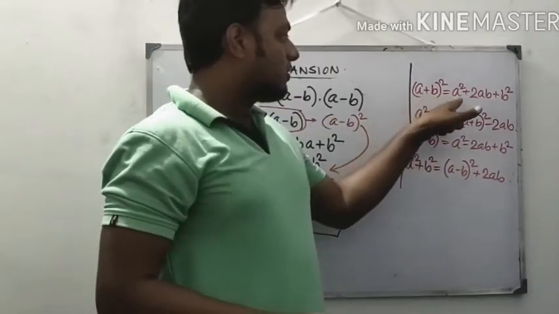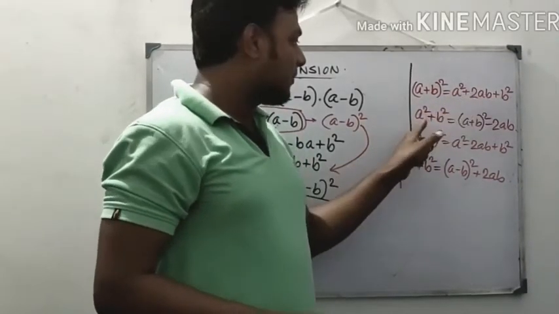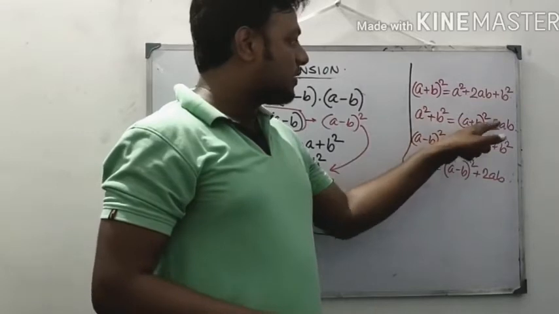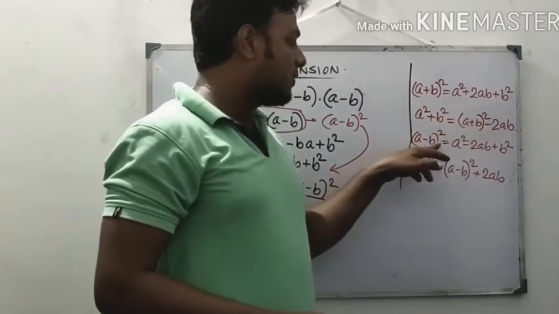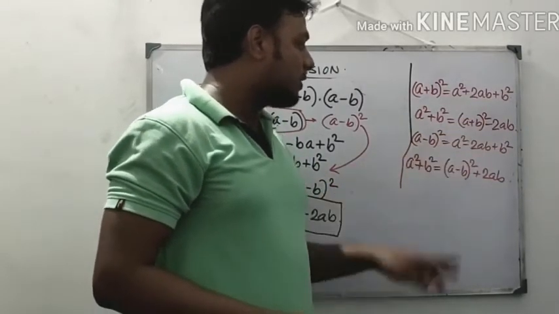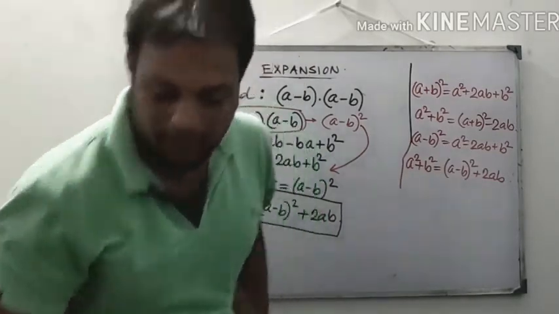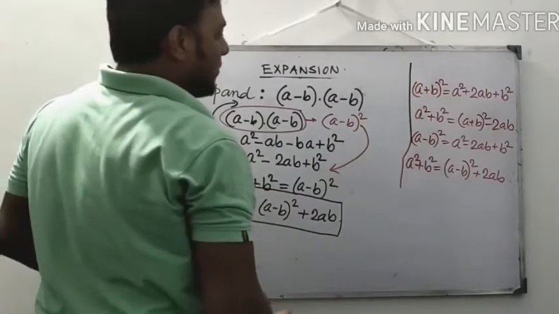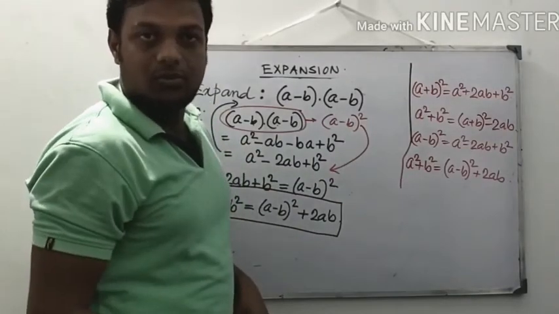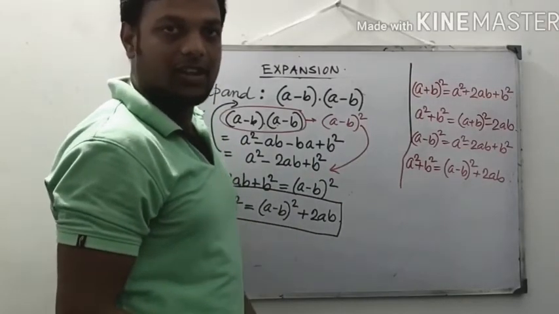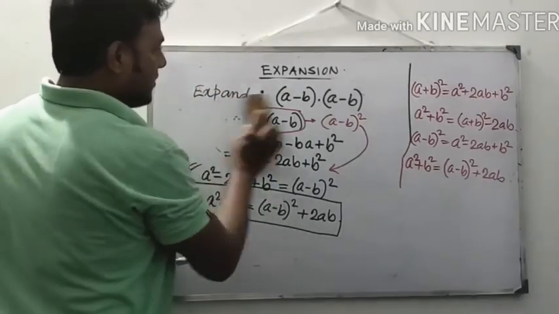Okay, (a plus b) whole square equals a square plus 2ab plus b square, and a square plus b square equals (a plus b) whole square minus 2ab. (a minus b) whole square equals a square minus 2ab plus b square, and a square plus b square equals (a minus b) whole square plus 2ab. So we have to memorize all these four. How to memorize these? There is a very easy process. Okay, just listen.